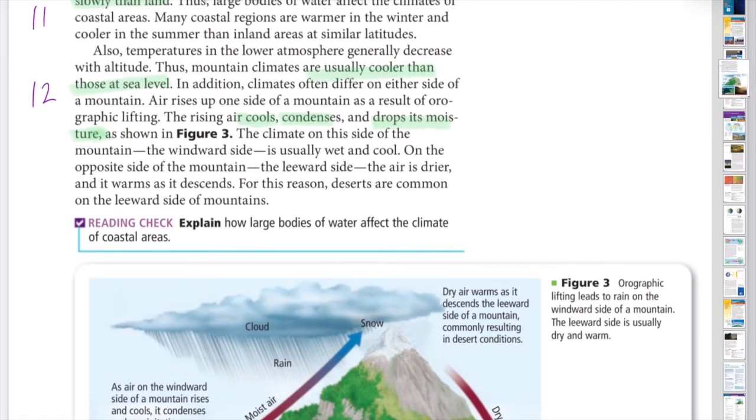The climate on this side of the mountain, the windward side, is usually wet and cool. On the opposite side of the mountain, the leeward side, the air is drier and it warms as it descends. For this reason, deserts are common on the leeward side of mountains.